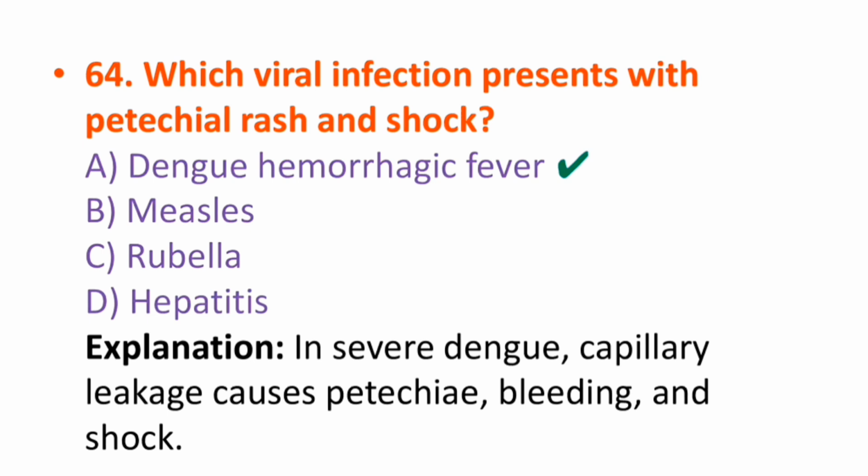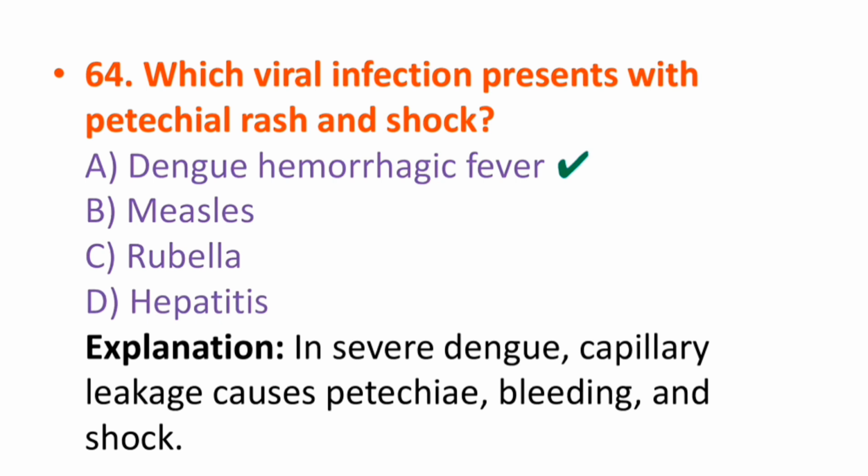Which viral infection presents with petechial rash and shock? Option A dengue hemorrhagic fever, option B measles, option C rubella, option D hepatitis. The correct answer is option A. In severe dengue, capillary leakage causes petechiae, bleeding, and shock.